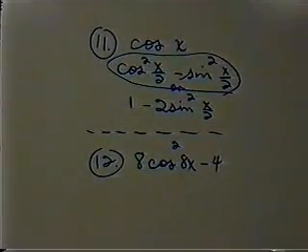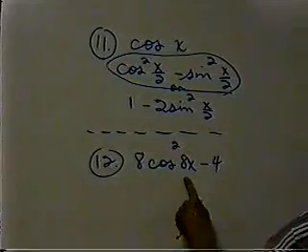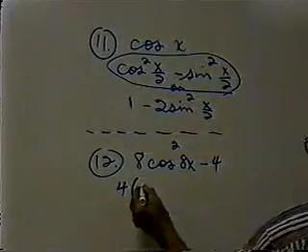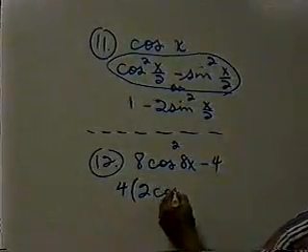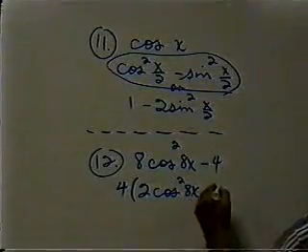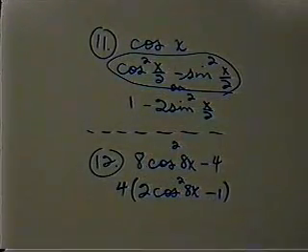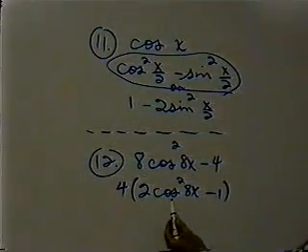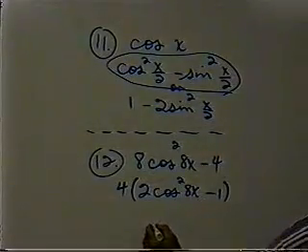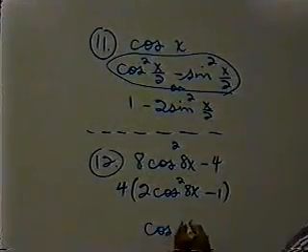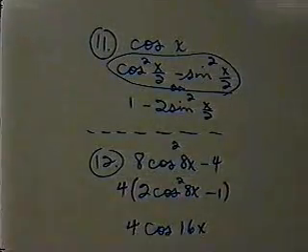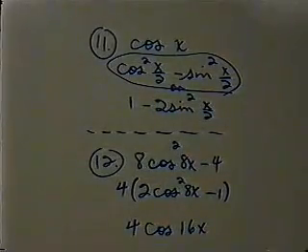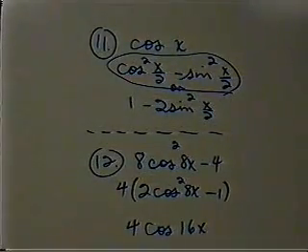All right, now let's look at number 12. Well, number 12, that doesn't look like anything. Well, what happens if I factor 4 out of this? If I factor 4 out of this, this becomes 2 cosine squared of 8x minus 1. Well, hey, that's one of the rules. 2 cosine squared of an angle minus 1 is cosine of double the angle. So I end up getting 4 cosine of 16x. Okay?